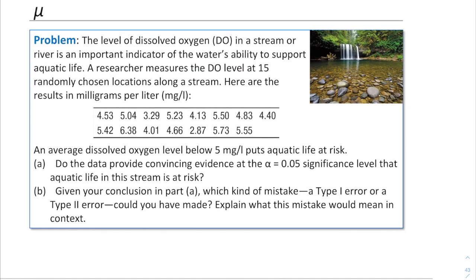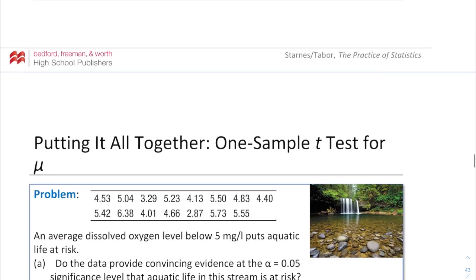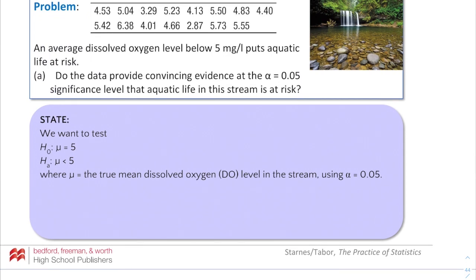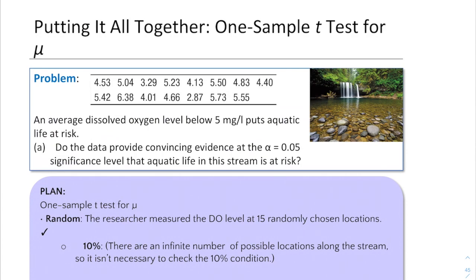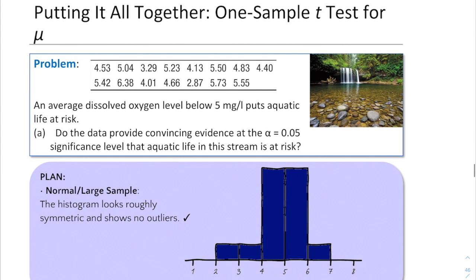Now, going through an entire thing, this is about oxygen levels. So do the data provide convincing evidence? It tells you the alpha value. All right, so do the data provide convincing evidence? So we want to test whether mu is equal to 5, mu is less than 5, where mu is the true mean dissolved oxygen level, using alpha as 0.05. It's a random sample. We can assume the 10% condition.